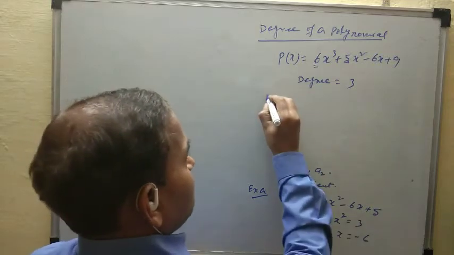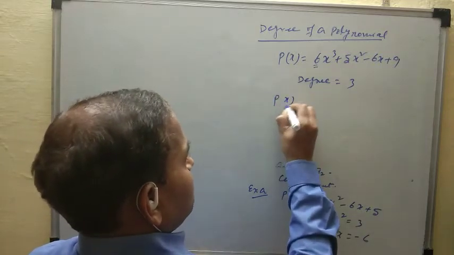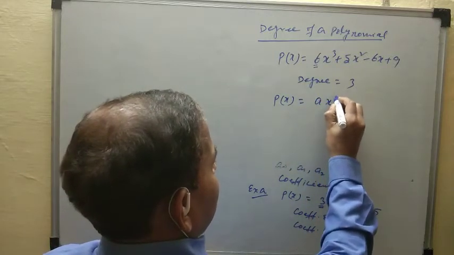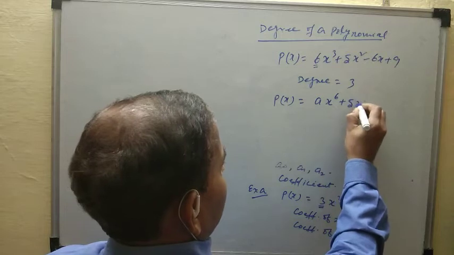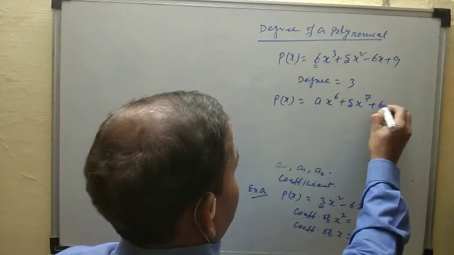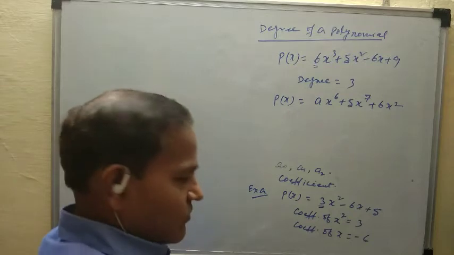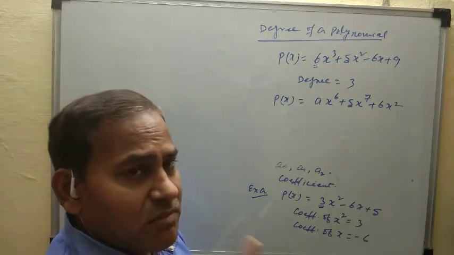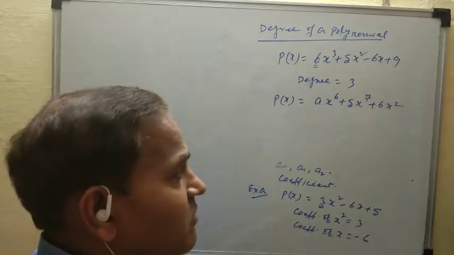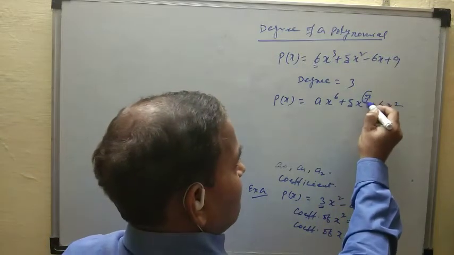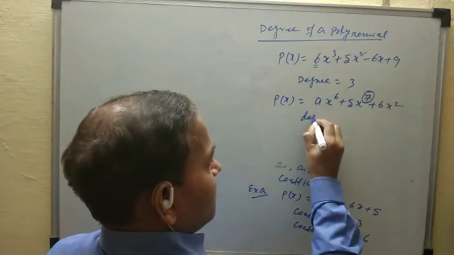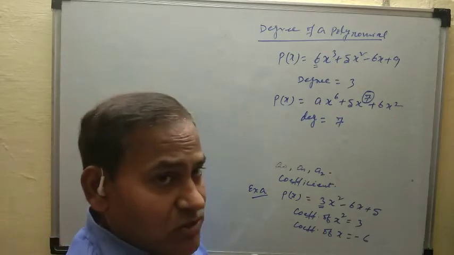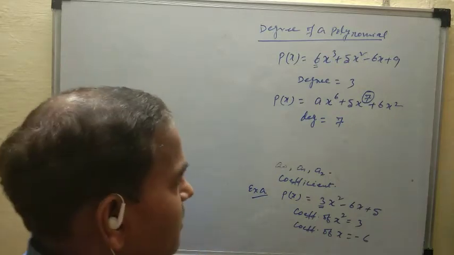For another example, suppose p of x is equal to ax to the power 6 plus 5x to the power 7 plus 6x square. What is the degree of this polynomial? Check the greatest power. That is the maximum power. Here 7 is the greatest power. So degree is equal to 7, whose coefficient is also non-zero. Next example.